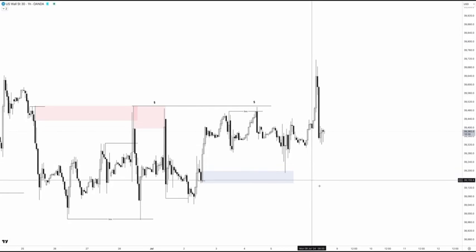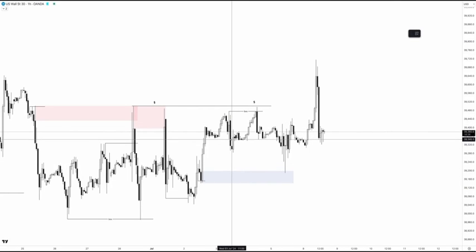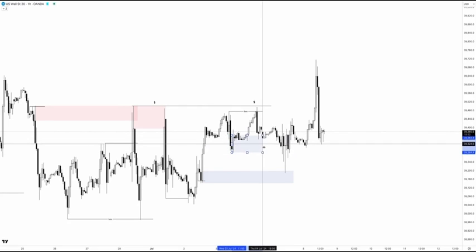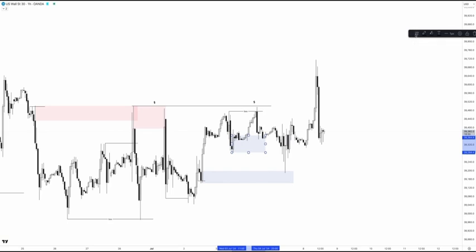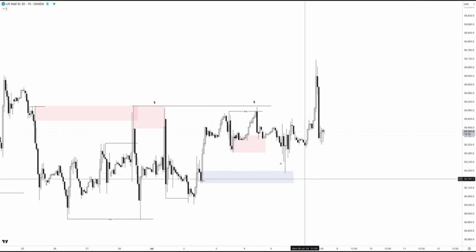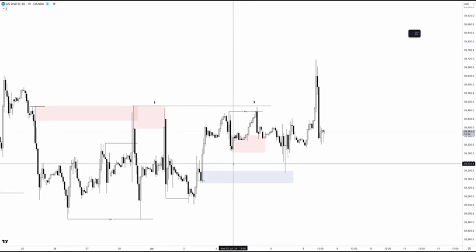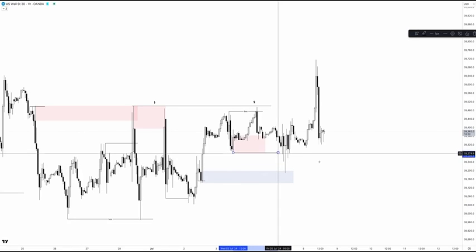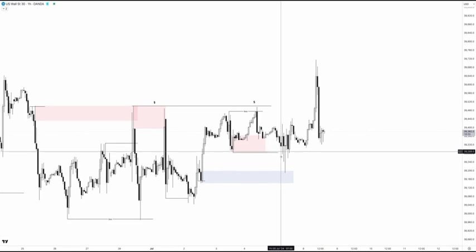Induces buyers. Okay, where do buyers get trapped? They get trapped right here. Let's mark that red. They get trapped right there. And as you can see, the market takes it out.